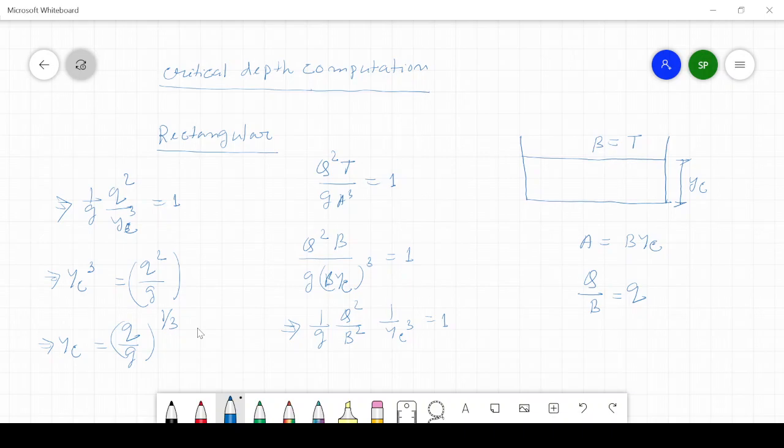This type of problem comes: suppose your discharge is given and the width of the channel is given. The channel is rectangular, discharge is given, and width of the channel is given. Find out the critical depth. In that case, what you have to do is find Yc by this expression.